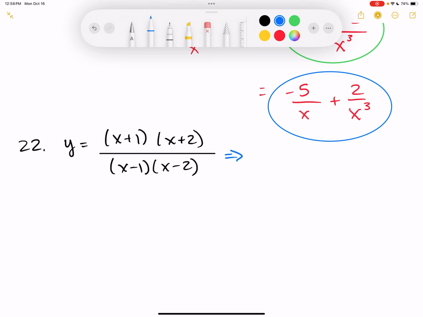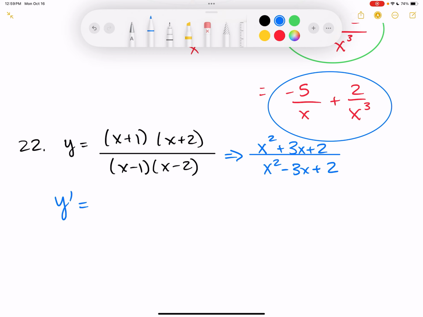I'm going to rewrite this as x squared plus 3x plus 2 over x squared minus 3x plus 2. Gracious, I have the hiccups. Now I'm going to use the quotient rule with that, which is still a little bit long because I have a trinomial on the top and the bottom, but it's a lot easier than doing a product rule within a quotient rule.